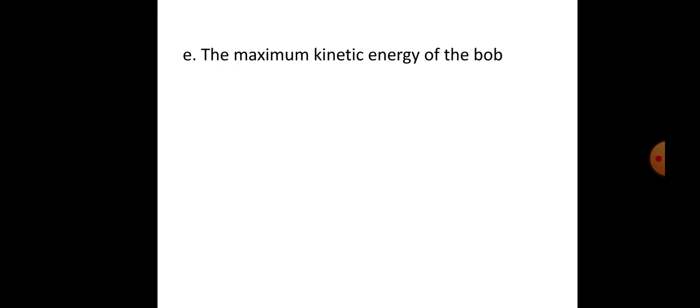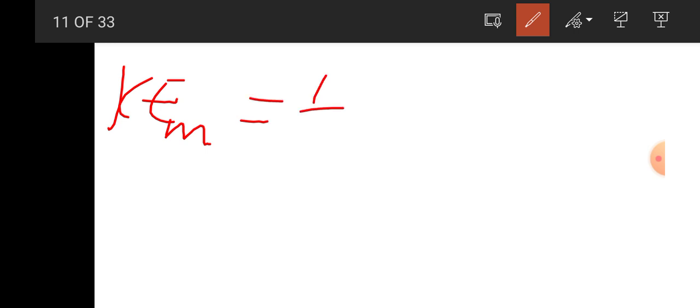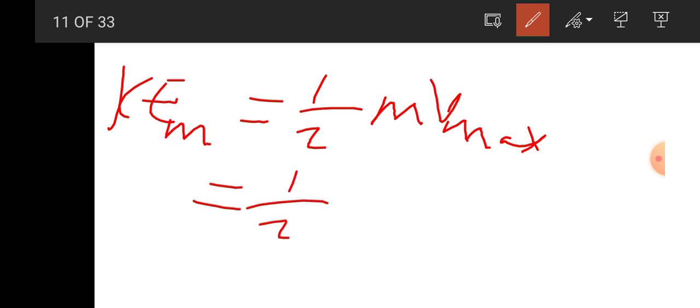The maximum kinetic energy of the bulb. Maximum kinetic energy. What does bulb mean? It is the mass which is attached to this spring. So kinetic energy maximum is equal to 1/2 times mass times maximum velocity. This is equal to 1/2 times mass.